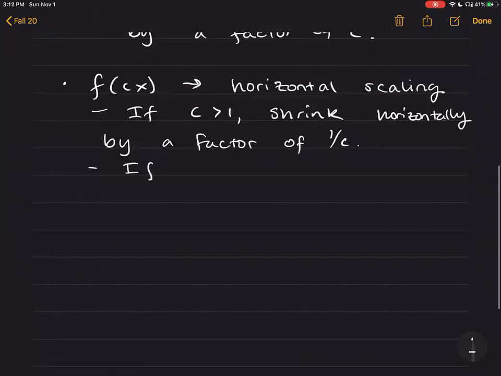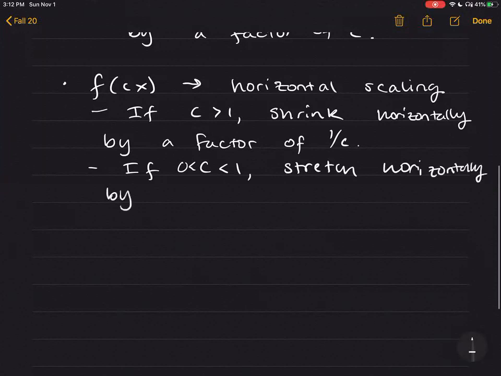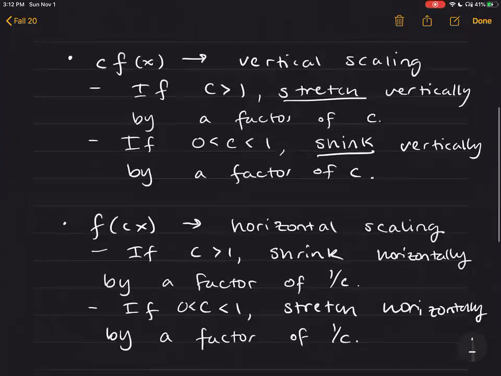And then if c is between 0 and 1, this is going to be a stretch horizontally by a factor of 1 over c. Okay, so the horizontal scaling looks a little funky, looks a little strange, but again, let's just do some examples, play around with it, and then let's see if we can understand why these are the rules for these sorts of scalings.